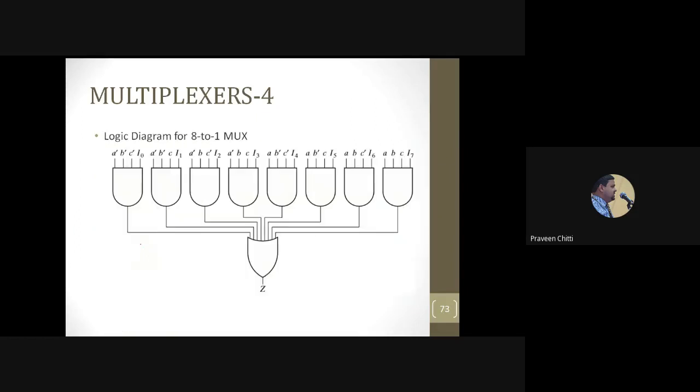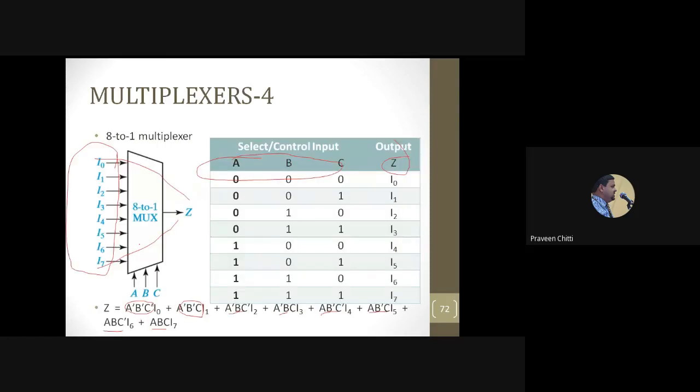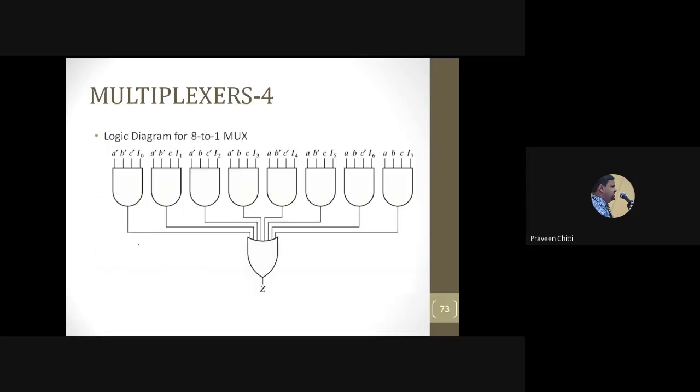And this is the logic diagram for that multiplexer. Whatever 8:1 multiplexer we have designed here, its logic diagram is shown here. How many AND gates have we used here? 8 AND gates. One thing you have to remember: whenever you implement any multiplexer using logic gates, the number of AND gates will be equal to the number of inputs.